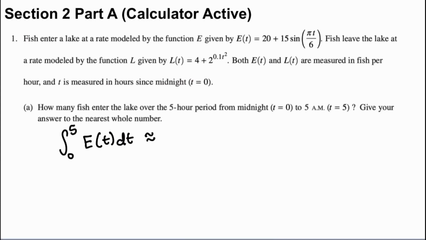And because this is an approximation, we're going to round to the nearest whole number. We're going to use this notation of the squiggly equal sign, and that's going to be equal to about 153. And I'm going to say fish because that is our unit.